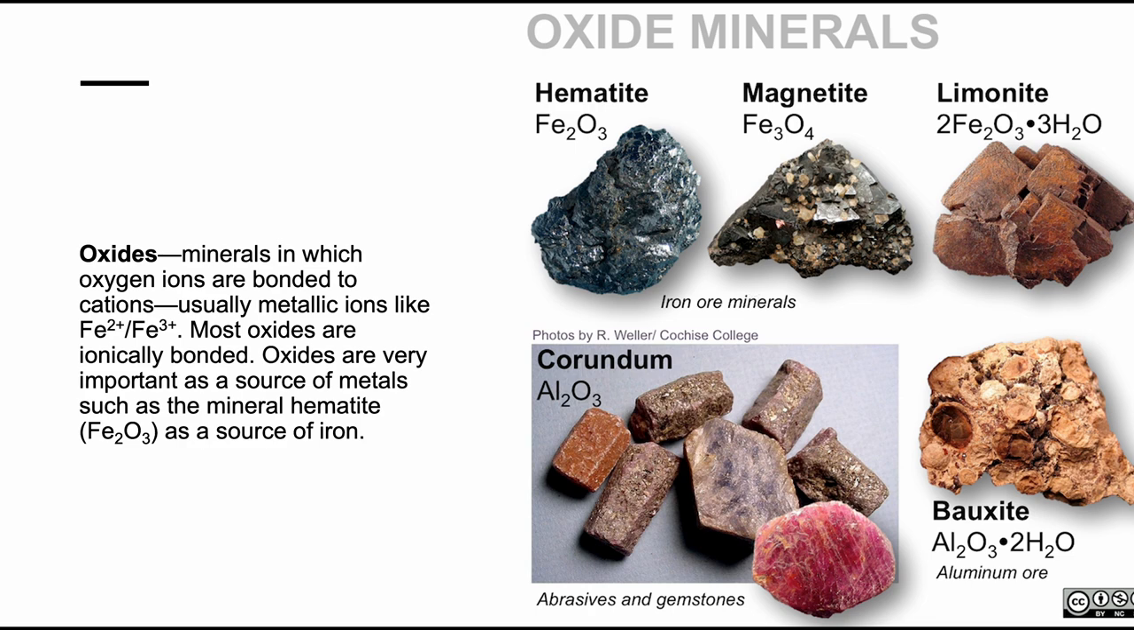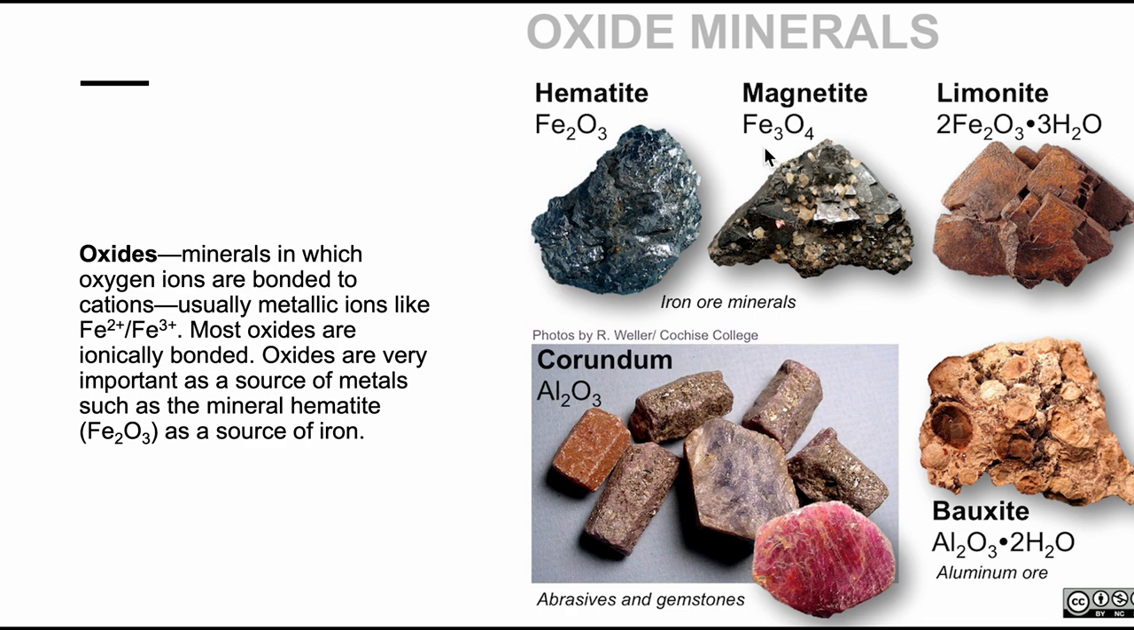Oxides are minerals in which oxygen ions are bonded to cations. Usually metallic ions like iron 2+ and iron 3+, iron 2+ being a little bigger than iron 3+, so that determines which goes into a particular crystal lattice. Most oxides are ionically bonded. Oxides are very important as a source of metals, such as the mineral hematite, as a source of iron. Hematite has a formula of Fe2O3. This is known commonly as rust.